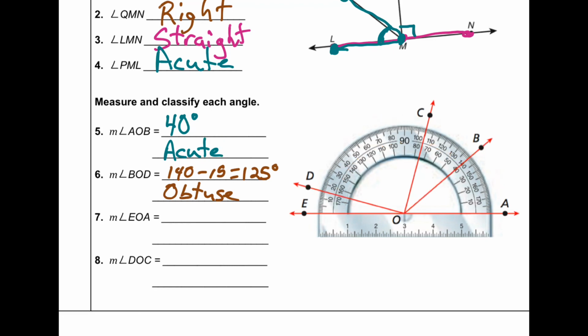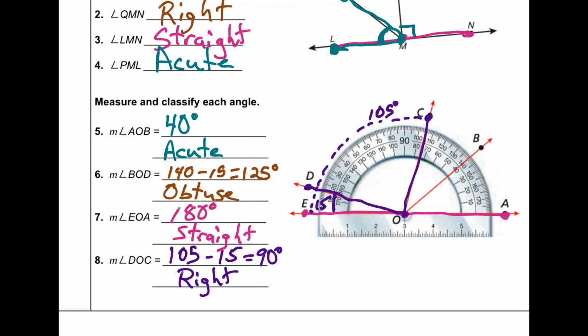All right, go ahead and try those other two on your own. Pause the video. All right, so angle EOA, that measurement is fairly easy, right? E to O to A. Check our thing, going from 0 to 180. So 180 degrees, which makes that a straight angle.